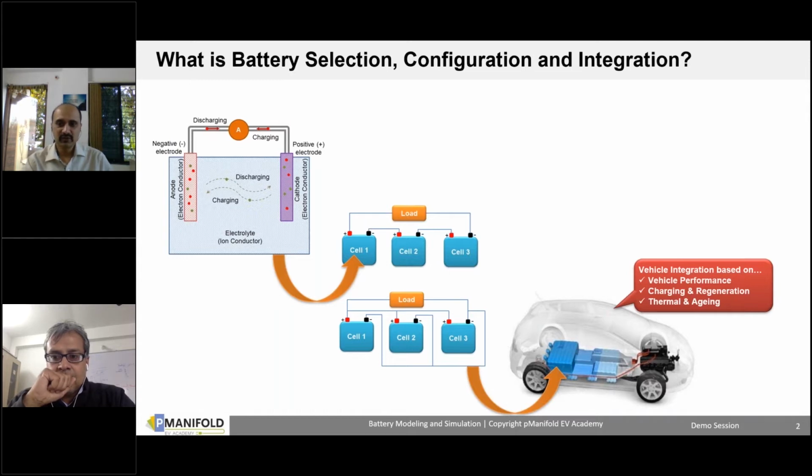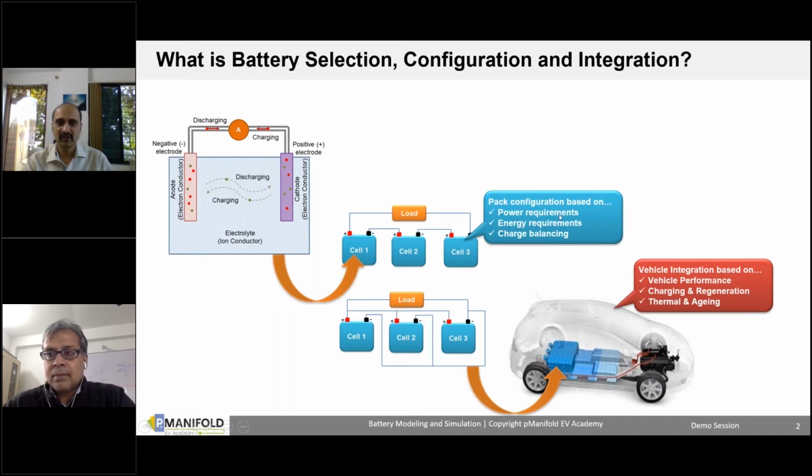With those considerations, we would have a pack configuration, and then again the vehicle performance requirements will dictate the power and energy, along with the charging and regeneration as well. So these two will determine the power and energy requirements. And then things like charge balancing, this is just an example, will play a role in the thermal management as well as aging.